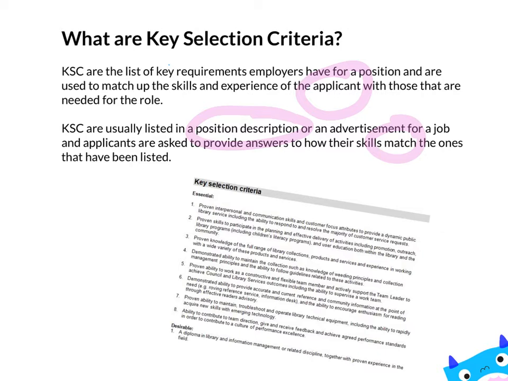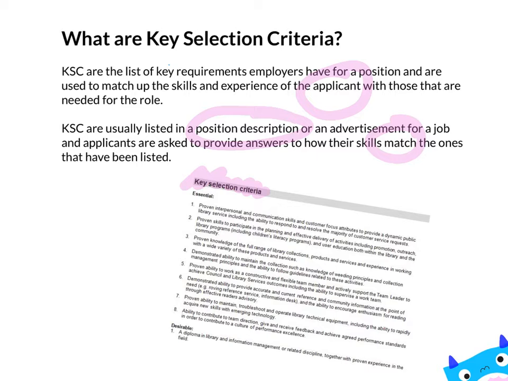You'll see key selection criteria listed in job descriptions or in advertisements or information on how to apply for the jobs, and you'll have to hunt them out because often they're quite hidden within some of the documentation that you'll get. They usually have a heading, key selection criteria, and you need to make sure that you find the list of things that are the definite criteria that are going to be used for that job.